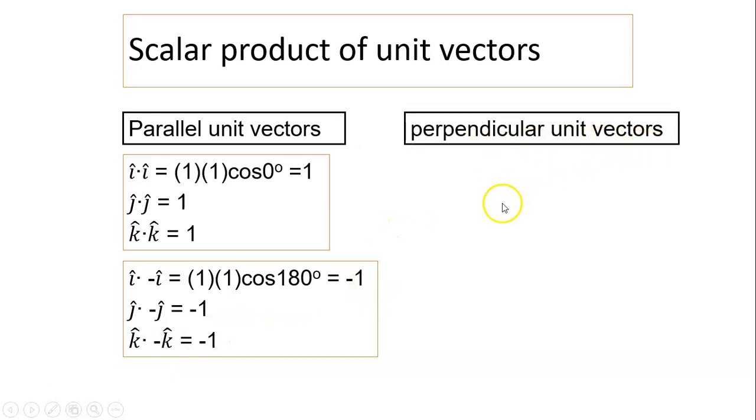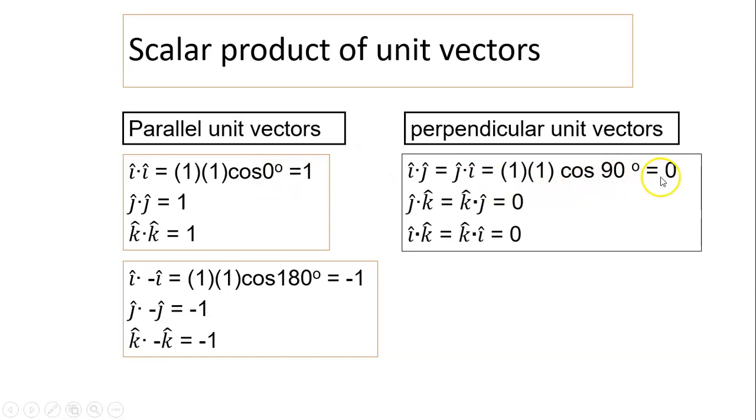Perpendicular unit vectors: i dot j. i dot j is 1 times 1 times cosine 90. Now cosine 90 is 0, so i dot j is the same as j dot i, which equals 0. For all perpendicular vectors, the scalar product between those two is 0.